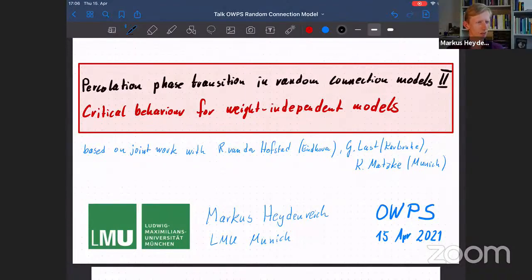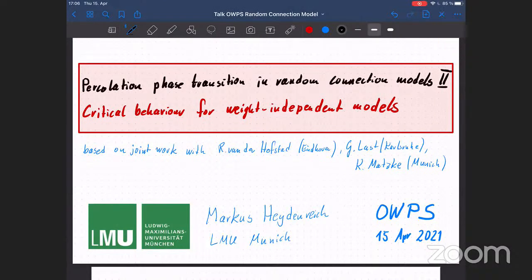And in a way, the model is a little easier than the previous one because we kick out the weights and we just have the points, so the locations. Before we start, I should say that this is based on a joint work with Remco van der Hofstad in Eindhoven and Günter Last from Karlsruhe and a PhD student from Munich, Kilian Matzke, who is nowadays a consultant.